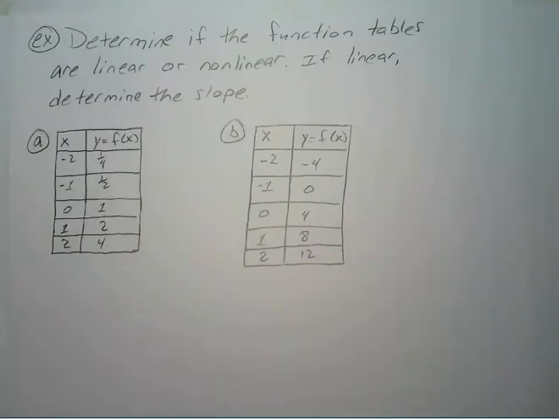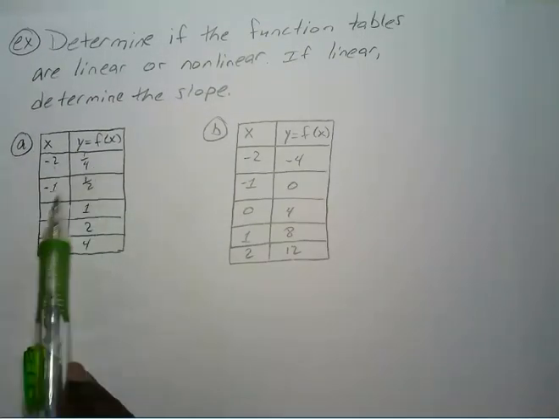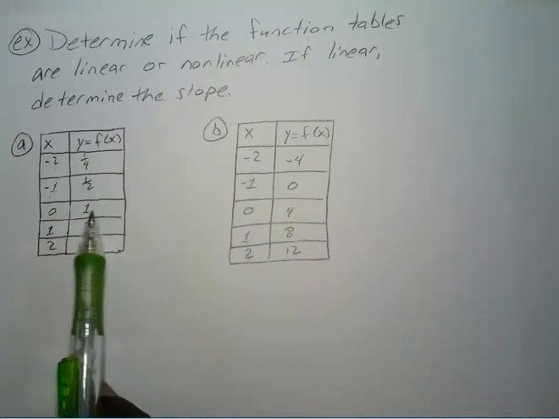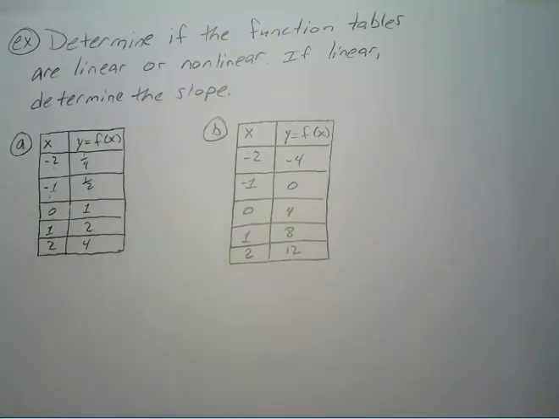Okay, so we want to determine if the function tables are linear or nonlinear. If they're linear, you want to find the slope. So for the first table, from x equals -2, we have 1/4. For x equals -1, we have 1/2. X equals 0, we have 1. X equals 1, we have 2. And x equals 2, we have 4.